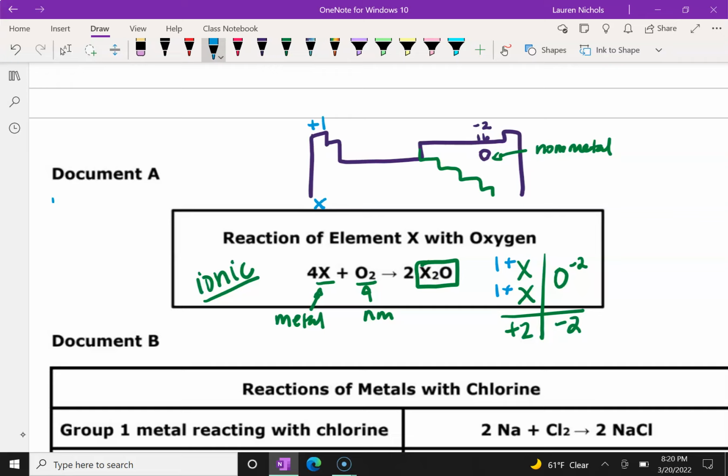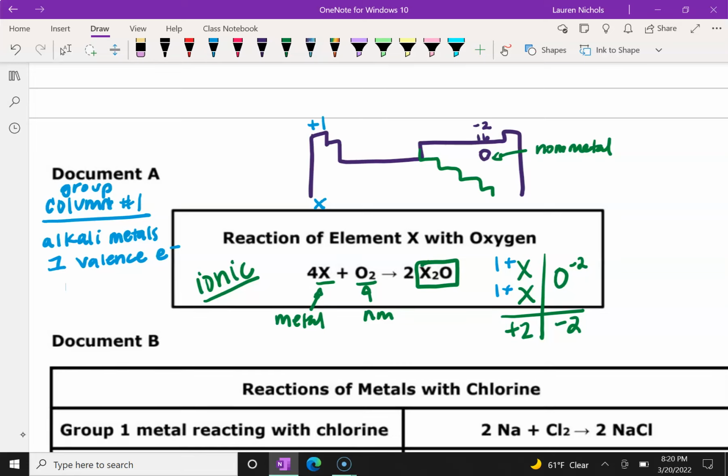So what are some things we know about column number 1, or group number 1? Okay, we know that they are called the alkali metals. We know that since they're in column 1, they have 1 valence electron, which are the electrons on the outer shell. We know that they react quickly, but that's because they are the most reactive metals on the periodic table. Okay, so we've got some information.